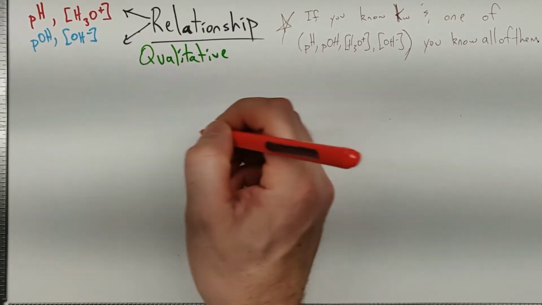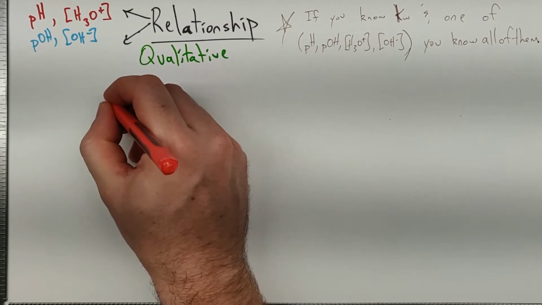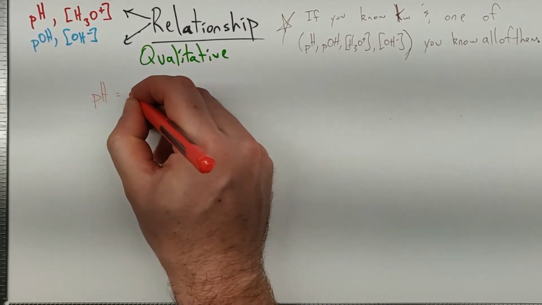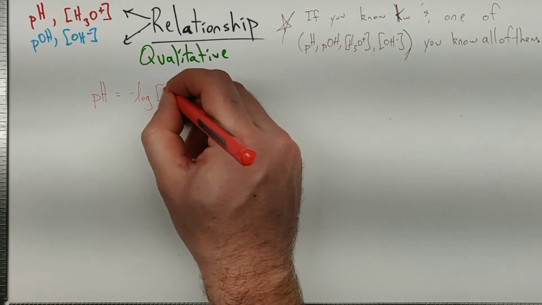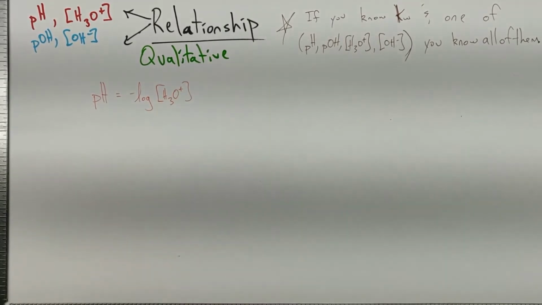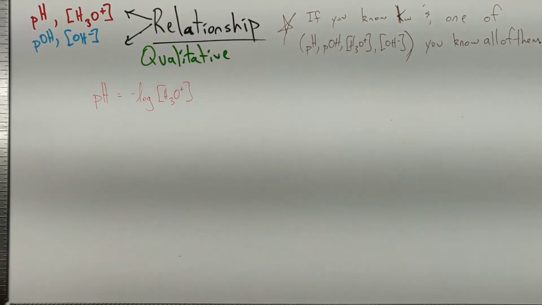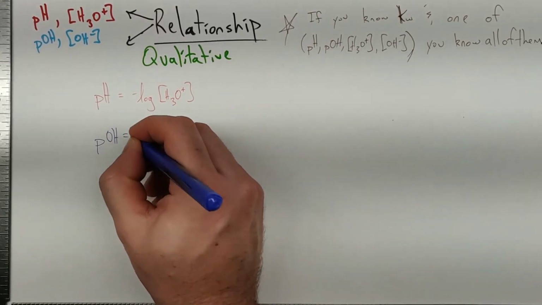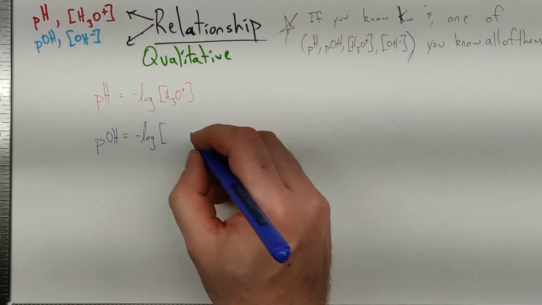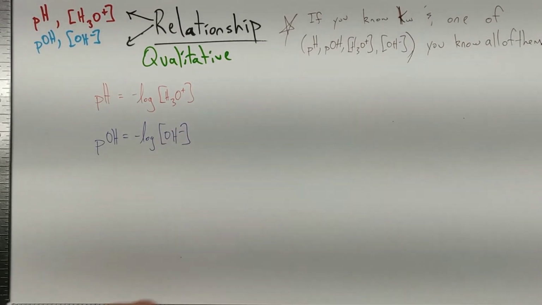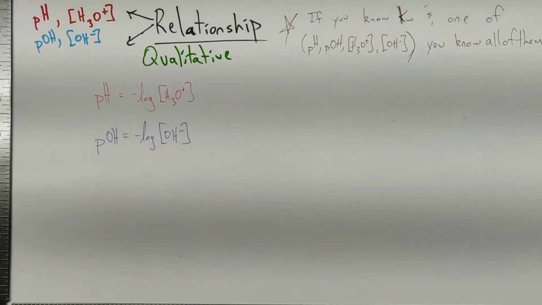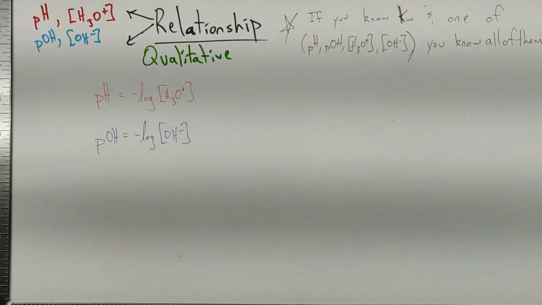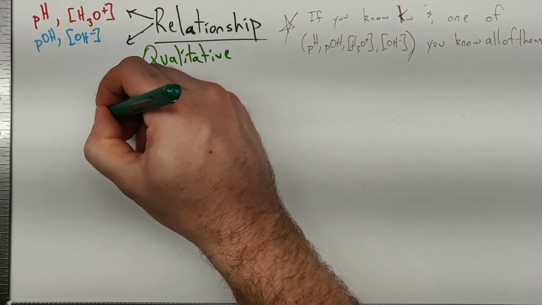So the first thing I want to point out is our definition. Our definition of pH was that it was the negative log of our concentration of H3O plus, or a negative log of the concentration of H plus. And we had this definition for pOH, that it was the negative log concentration OH minus, right? So as we look at these two things, there is a relationship that we can work with, and that relationship we wrote down in the previous video.